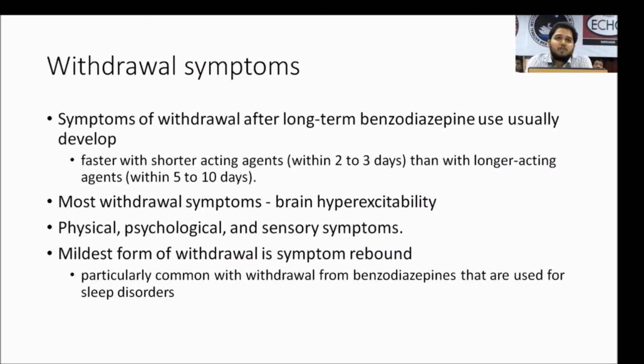So what are the withdrawal symptoms? There is a difference in the onset of withdrawal symptoms. With shorter acting agents, these withdrawal symptoms start very fast, that is 2 to 3 days, and longer acting agents take a fairly longer time for onset of withdrawal symptoms. And most withdrawal symptoms are because of, as I already told, brain hyperexcitability. Withdrawal symptoms can be classified into physical, psychological, and sensory symptoms.